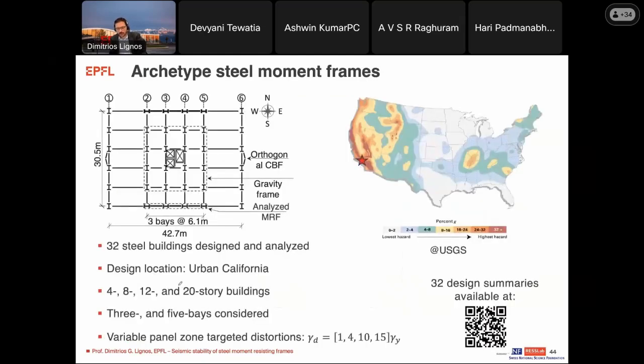We also did some additional work on exploring the beneficial aspects of shear yielding in the panel by looking into moment frames designed between 4 to 20 stories. We designed about 32 buildings in urban California. We varied here the number of bays from 3 to 5. We also looked at variable panel zone targeted distortions. One here means elastic design, but I think you should pay attention to what's happening at 10 gamma Y, which is appreciable dissipation in the panel zone.